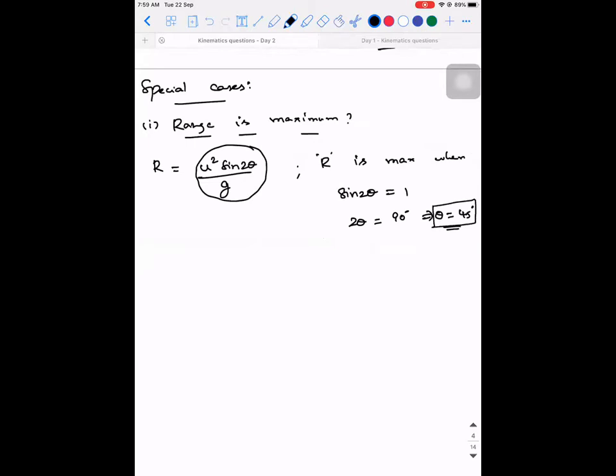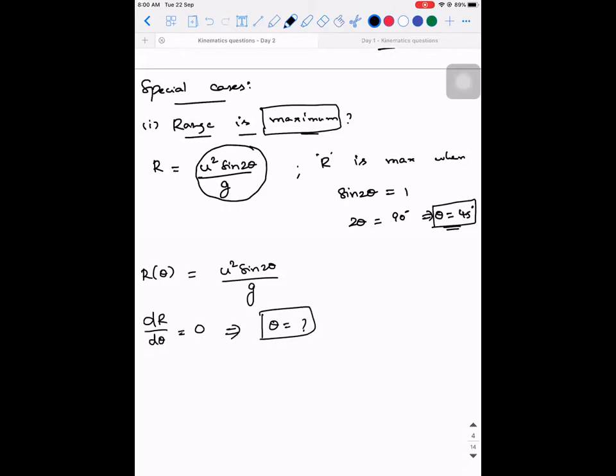Right? Is this the only way? If at all you want to think in terms of mathematics, how will you do this? We are using the word maximum. Differentiate. Differentiate with respect to what? With respect to theta, because R will be a function of theta, that is u square sine 2 theta by g. Differentiate R with respect to theta, equate it to 0. From this, you will get the theta value, and that will give you the maximum value.